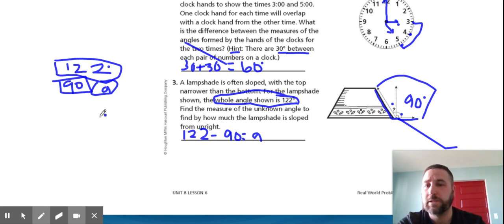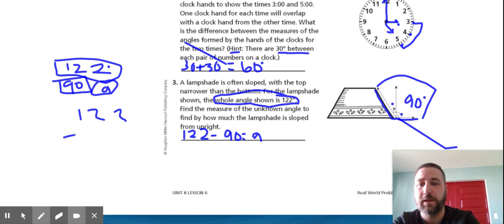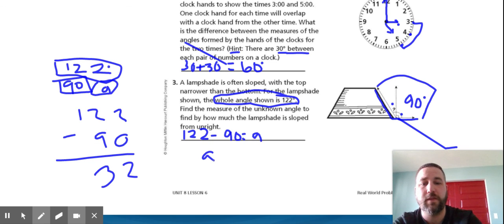Okay, so here we go. So we're going to do 122. Let's see if I can use my finger here, make it a little bit quicker. Minus 90. So we have 2 minus 0 is 2, and then 12 minus 9 is 3. So my angle for that is going to be 32 degrees.